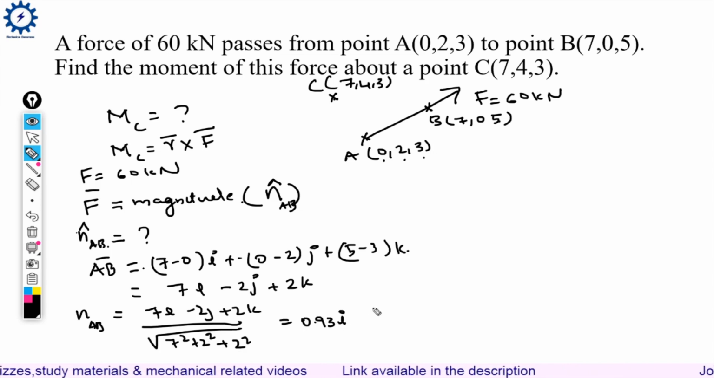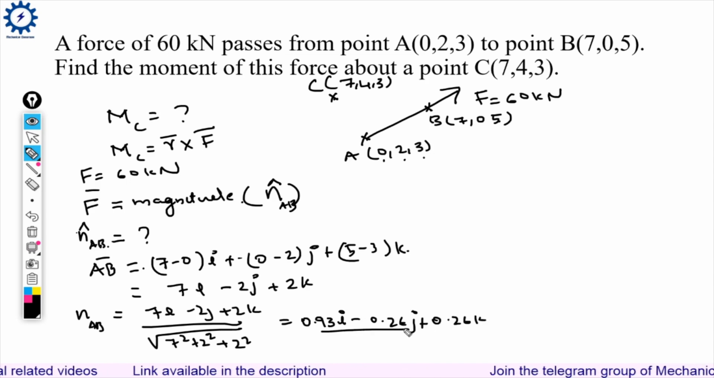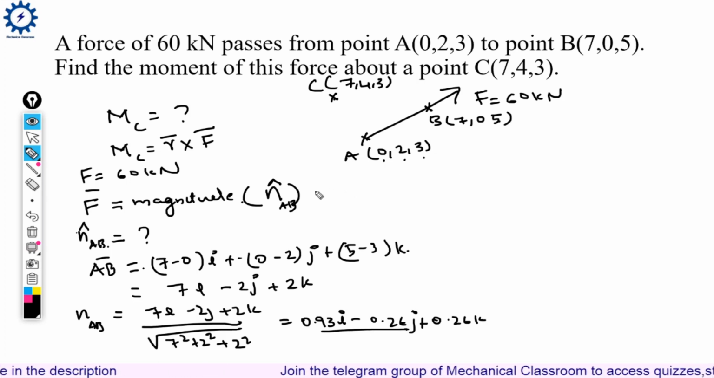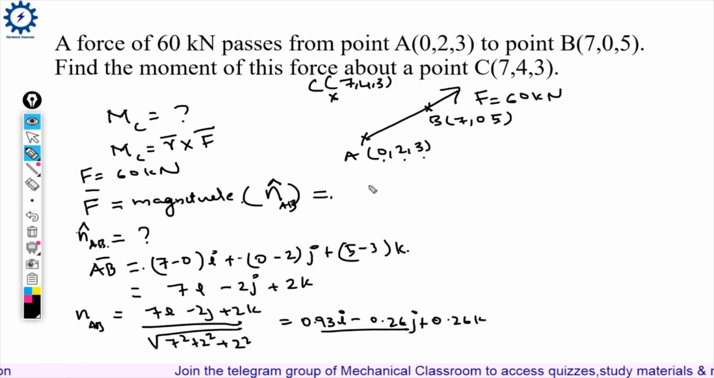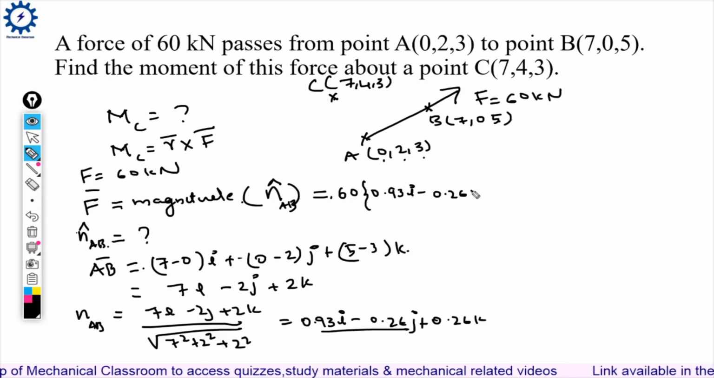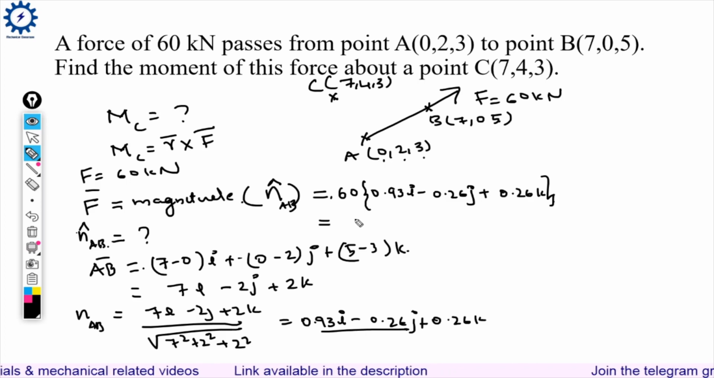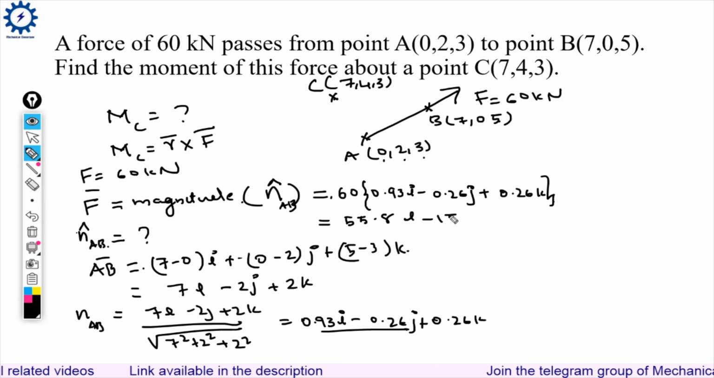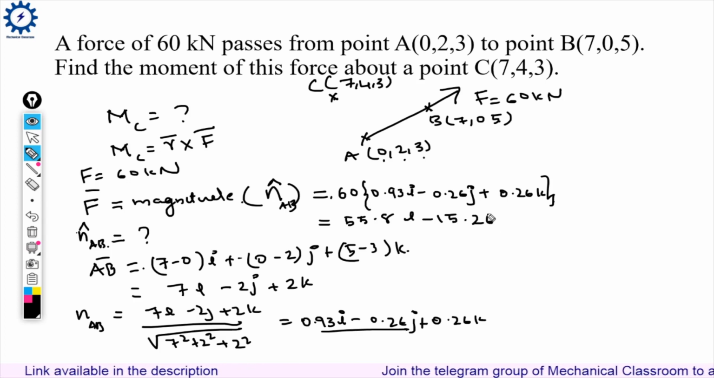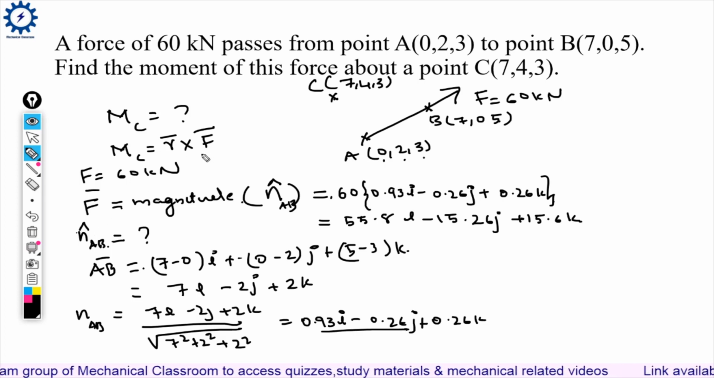That is 0.93i minus 0.26j plus 0.26k. So this is unit vector along AB. Now we can determine force vector from this formula, magnitude into unit vector along AB. Magnitude of force is 60 kN into unit vector along AB, which is 0.93i minus 0.26j plus 0.26k. That gives 55.8 into i minus 15.6 into j plus 15.6 into k. So we have determined the force vector.